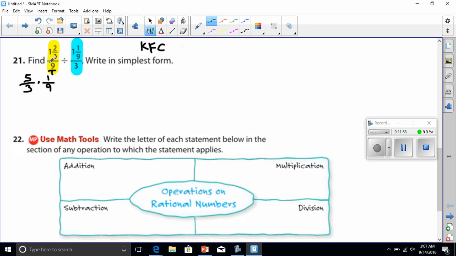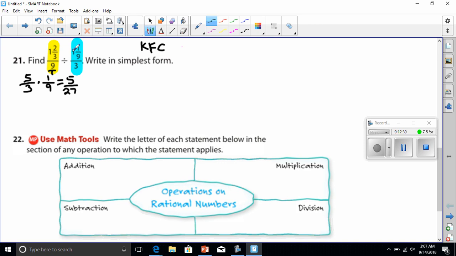So in working this first part here, I have 5 times 1. Well, that's going to equal 5. And I have 3 times 9. And that's going to equal 27. And that's our first fraction. Okay? Now, our second fraction, right here, we'll work individually. We see that we have, again, a mixed number. We have to turn it into an improper fraction.